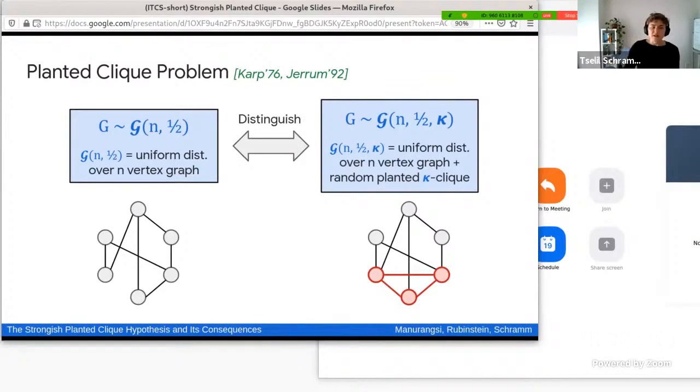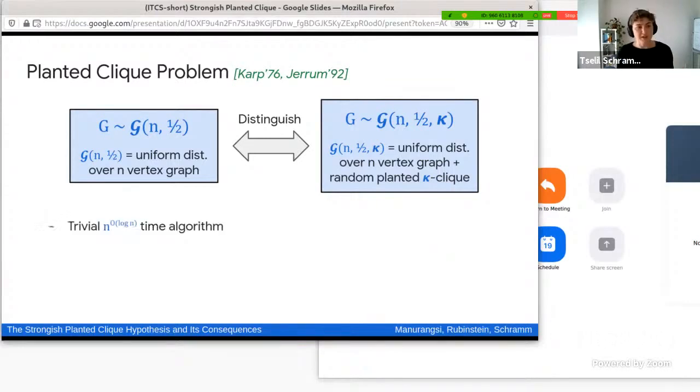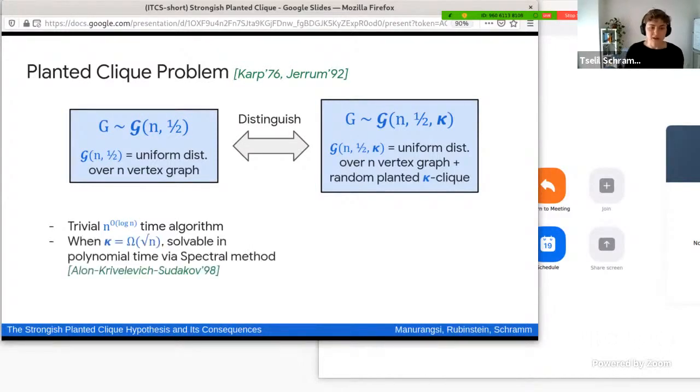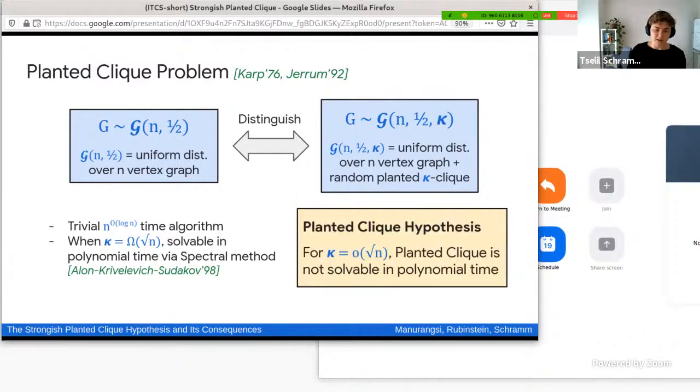Because the size of the largest clique in G(n, 1/2) concentrates really well around 2 log n, there's a trivial algorithm running in quasi-polynomial time. Basically, you just run brute force search over all cliques of size slightly larger than 2 log n. In terms of efficient algorithms, the size of the clique that we need in the planted distribution in order for the problem to be solved in polynomial time is root n. This is the best algorithm that we know. It's a spectral algorithm due to Alon, Krivelevich, and Sudakov. The planted clique hypothesis states that for any clique size that's less than square root n asymptotically, the planted clique problem is not solvable in polynomial time.